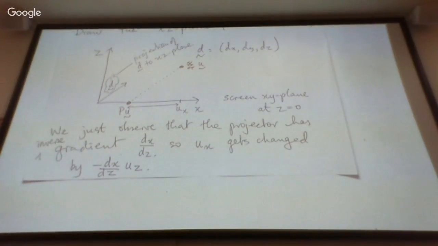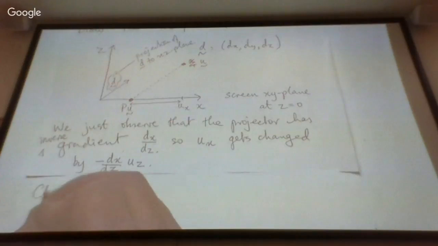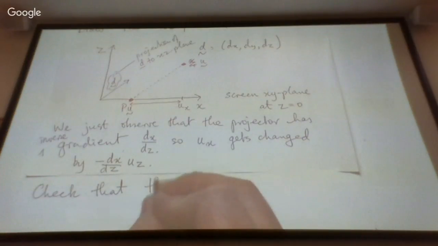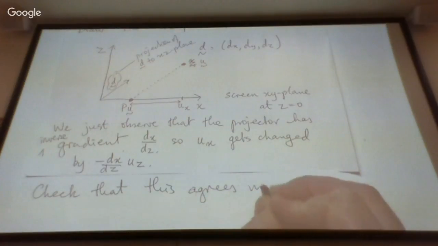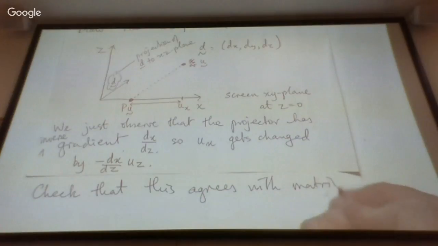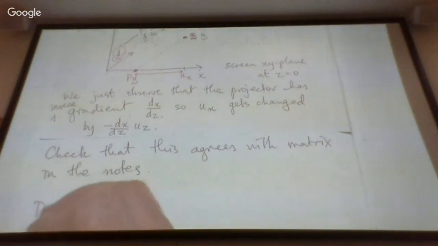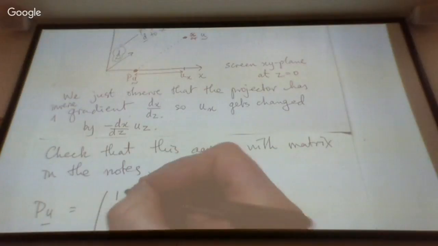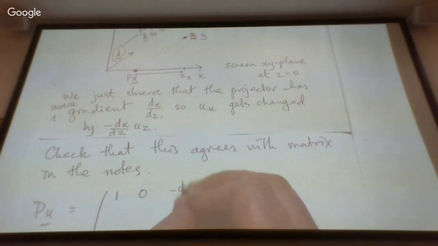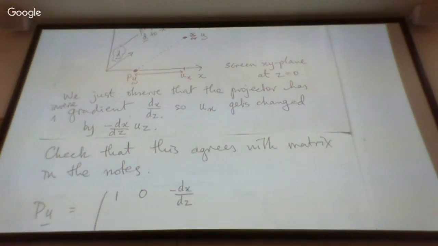And all we do to confirm the projection matrix is just check that this is what the projection matrix actually carries out. So we'll check that this agrees with the matrix in the notes. So the matrix in the notes to work out PU. So P was 1, 0, and you've got, see, this is why we have this term minus dx over dz, 0, 1, and then you have minus dy over dz, and 0, 0, 0, 0, 0, 0, 0, 1.